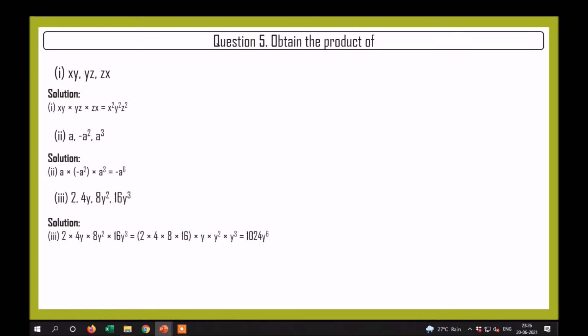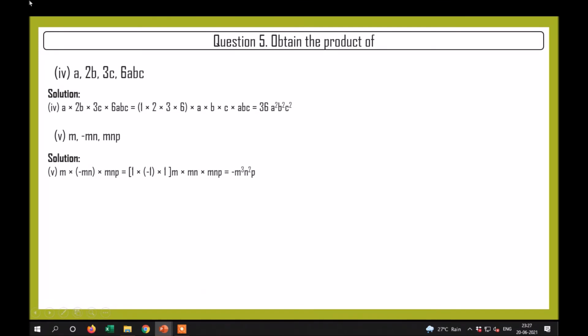2, 4y, 8y square, 16y cube. So 2 into 4 into 8 into 16 is 1024 and y. So 1, 2, 3 and 3, 6. So y raised to 6. So 1024y raised to 6.